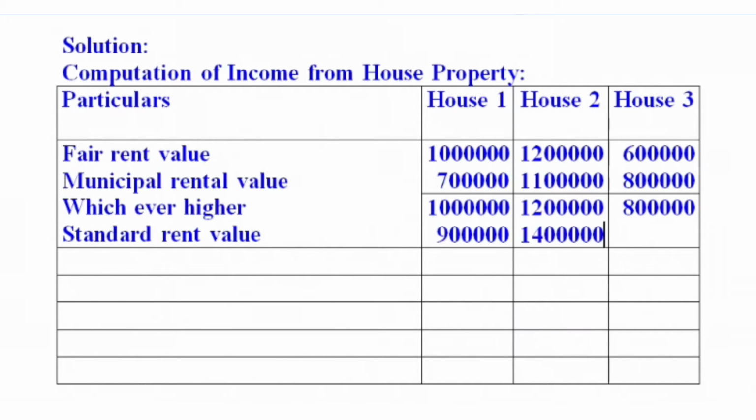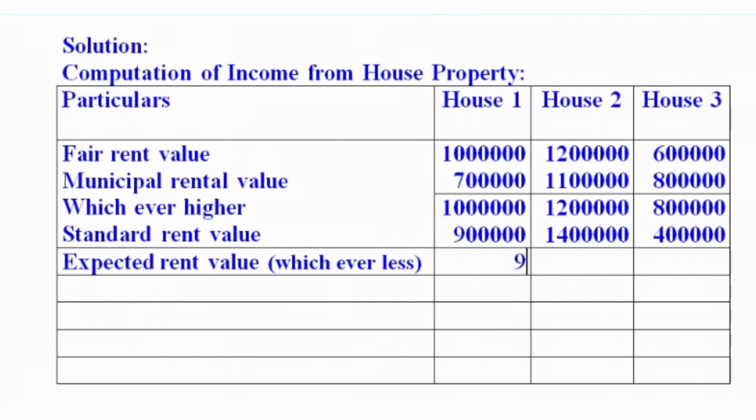So 10 lakhs with 9 lakhs: 9 lakhs standard rent for house 1, 14 lakhs for house 2 and 4 lakhs for house 3. So on comparing the above 2 values of the 3 houses, the ERV, that is expected rent value, whichever is lesser, that is 9 lakhs, 12 lakhs and 4 lakhs.